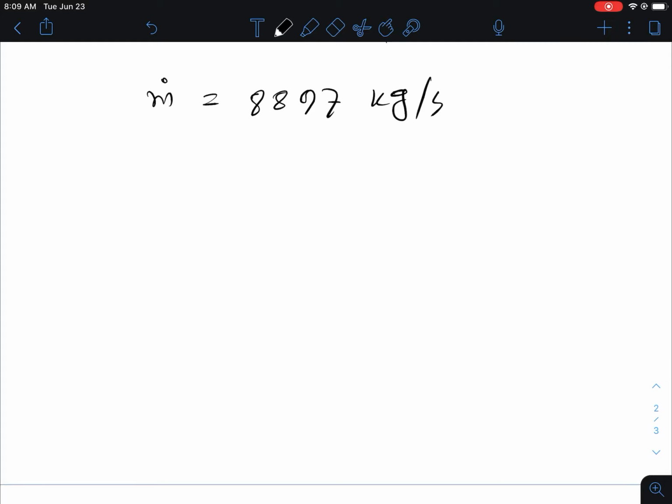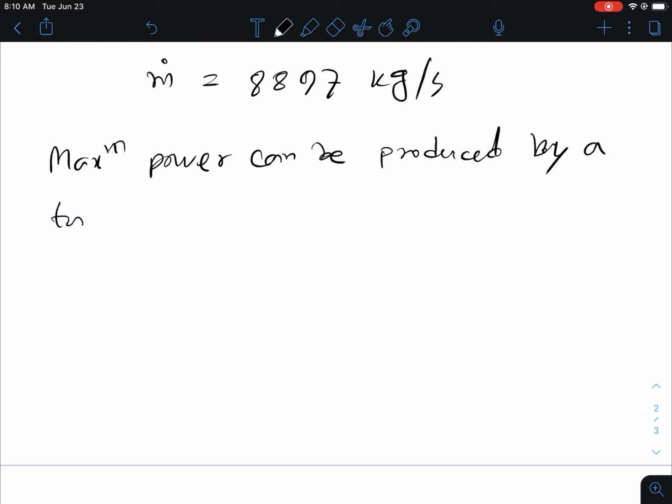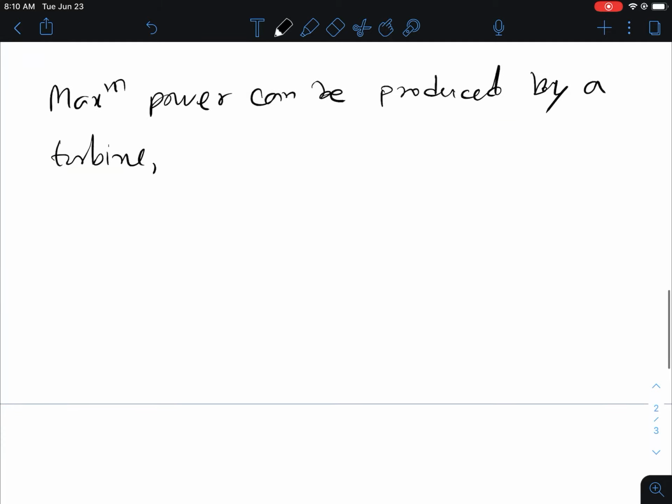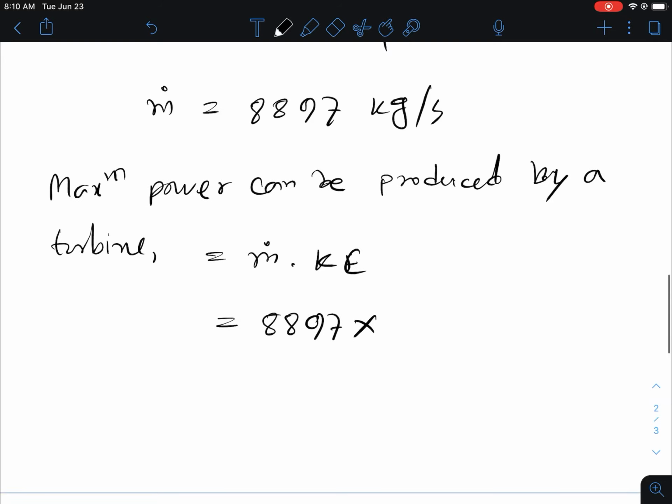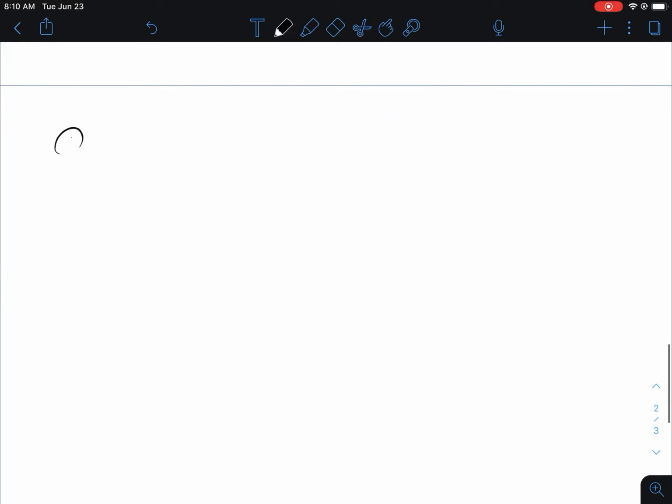So now, what is the maximum power that can be produced by one single turbine? The maximum power produced by a wind turbine or windmill, whatever you say, is equal to mass flow times kinetic energy, which is 8897 times 0.018, which equals 160 kilowatt.